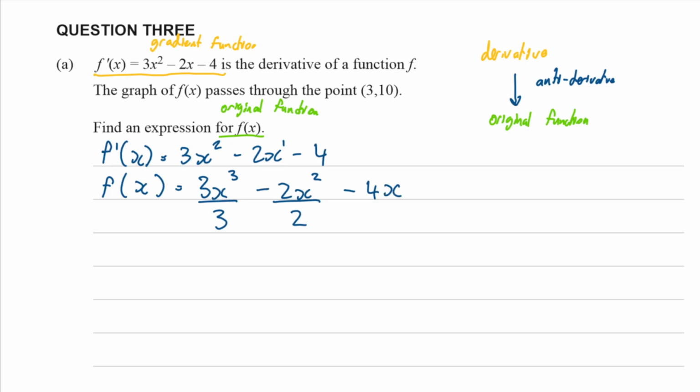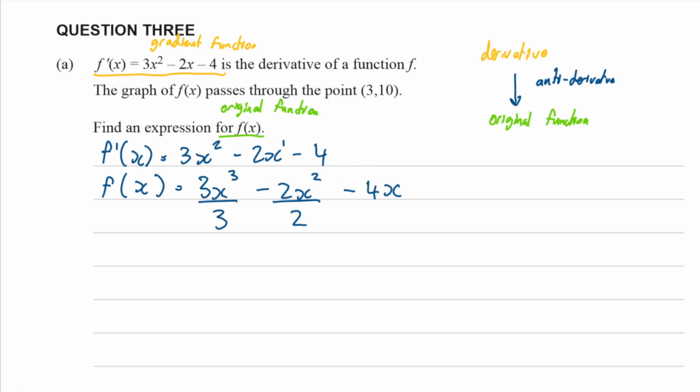It uses the same rule because there's an x to the power of 0 here. We just don't see it. No point in writing it because it equals 1. So we add 1 to the power to become x to the 1 divided by 1. Or if you'd like, you can just remember that the antiderivative of a constant is that constant times x.